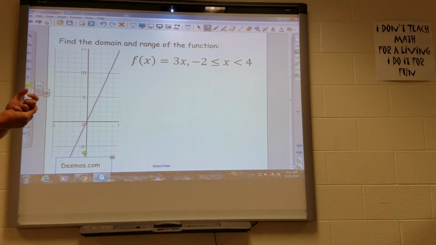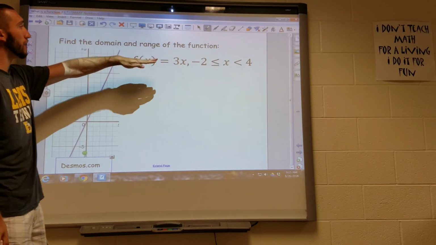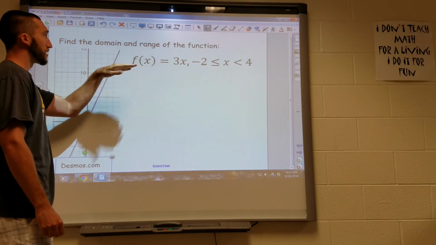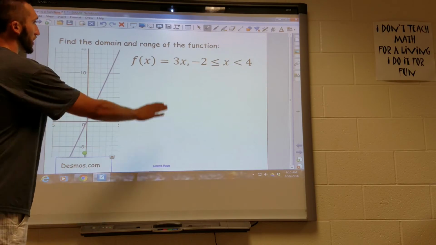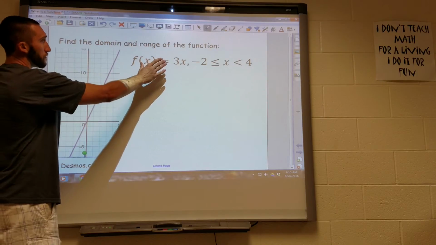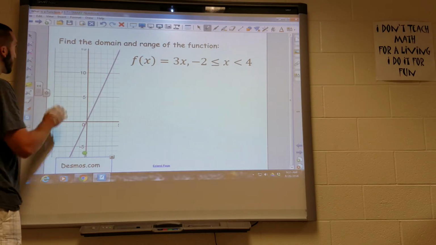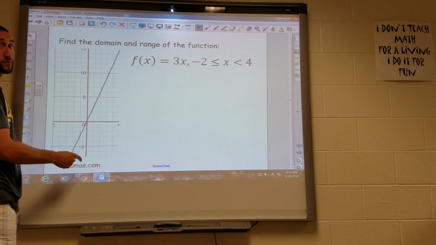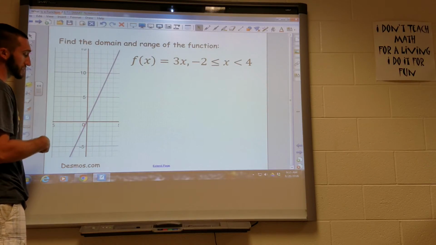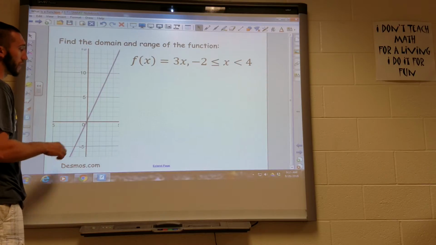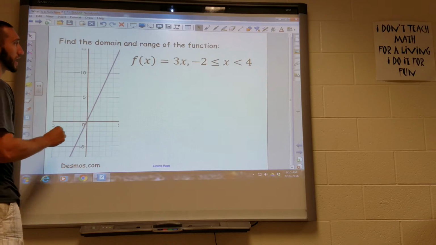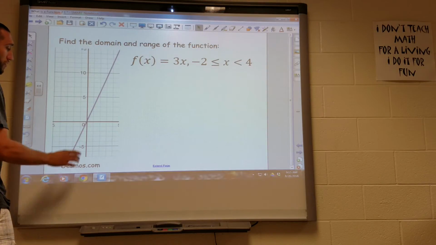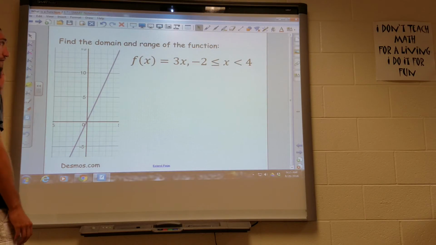Next, I want us to find the domain and range of this function. So domain and range should not be new. Might need a little refresher. I think it's easiest to find the domain and range of functions through the graph. So I did this graph at Desmos.com, so all of you have access to that. You just type this into your browser, and it's real easy to make your graph. So I just typed in f of x equals 3x into Desmos, and I get this graph.